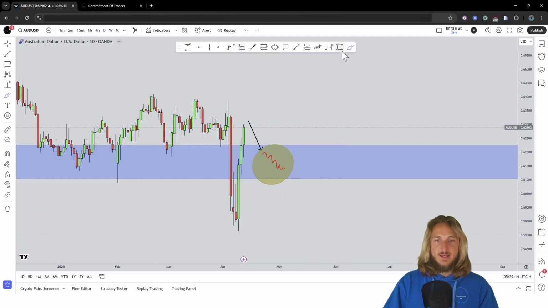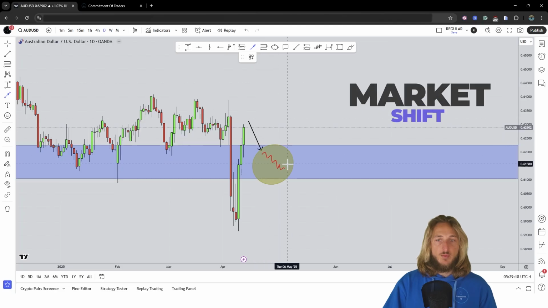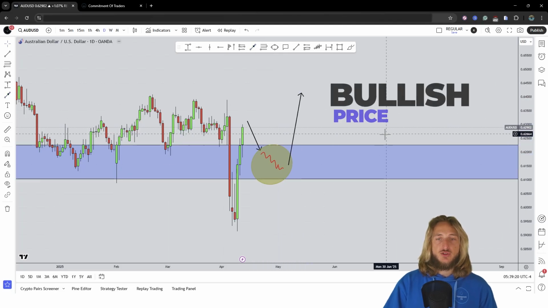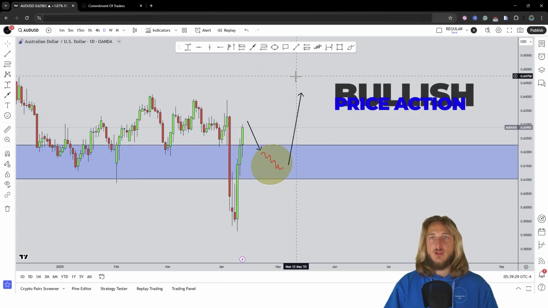Therefore, what I would expect is that if this market would shift from an intraday bearish to a bullish market, I wouldn't be surprised to see a potential rejection to the upside away from this area, fueled by the institutional longing inside of the historical demand and support zone. That definitely wouldn't surprise me.